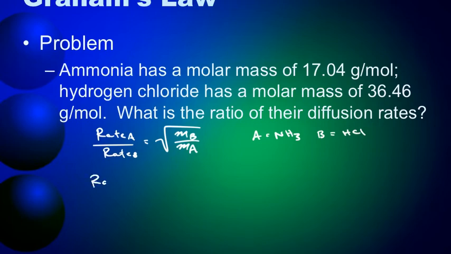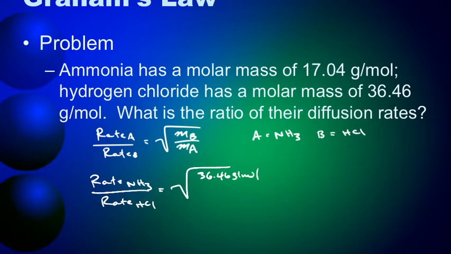Here we have the rate of, we'll call it NH3 now, divided by the rate of HCl is equal to the square root of, okay, it's molar mass of B on the top, so 36.46 grams per mole, and on the bottom will be the 17.04 grams per mole. Plugging that into a calculator, 36.46 divided by 17.04, and then taking the square root of that, this gives us 1.463, let's call it, 4 significant figures.